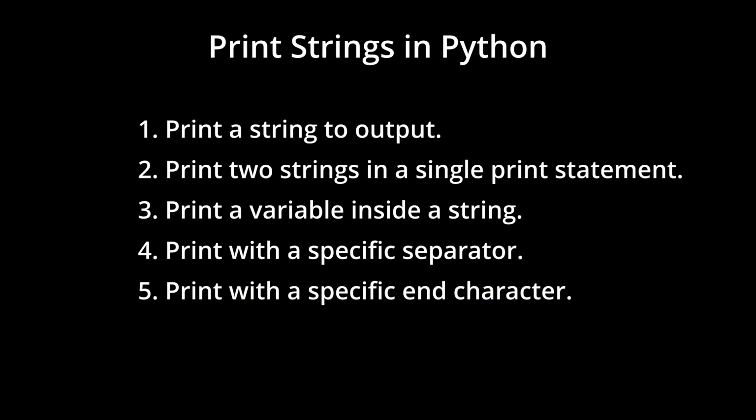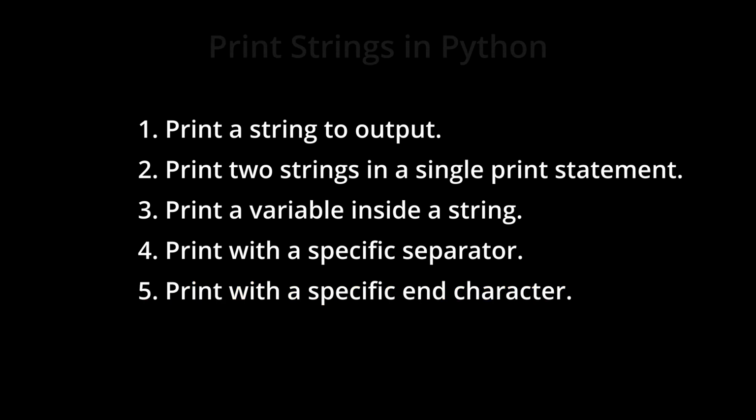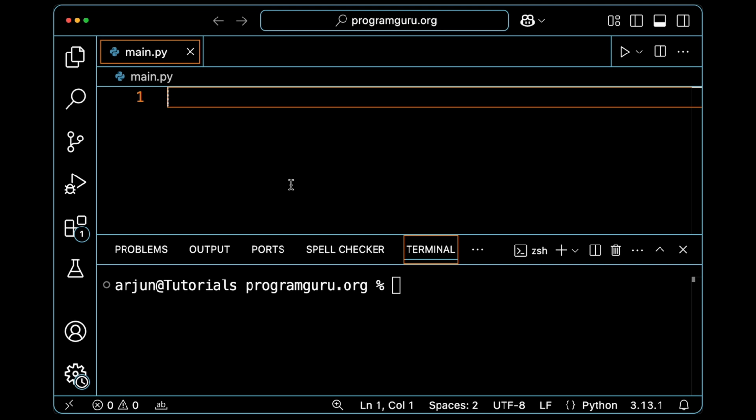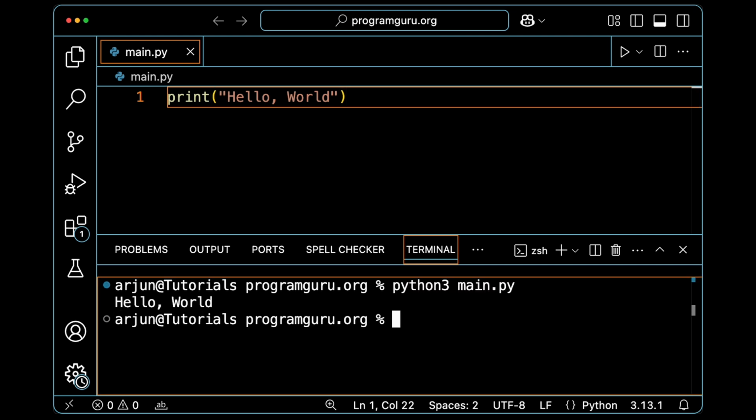The print function is one of the most commonly used and essential functions in Python. It is used to display output on the screen, whether it's text, numbers, or even the results of an operation. Suppose we want to display the message, "Hello world." To do this in Python, we use the print function and pass the text inside quotation marks. That's it. When we run the program, it will print the message exactly as written.